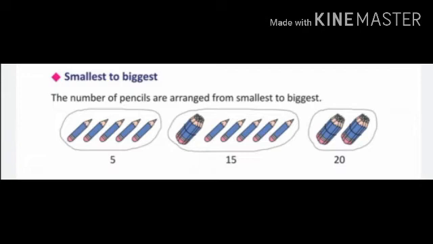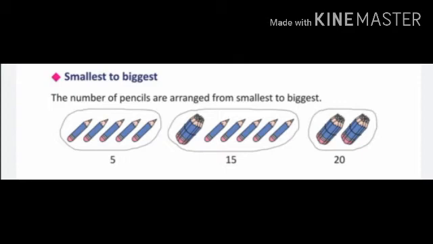Here we have 3 numbers, isn't it? What are they? Number 5, number 15 and number 20. Among all these numbers, which is the smallest number? Yes, number 5 is the smallest number, so number 5 is in the first place. Now, number 15 and number 20, which is the smallest? Compare the numbers. Yes, number 15 is the smallest, so it is in the second place after 5.